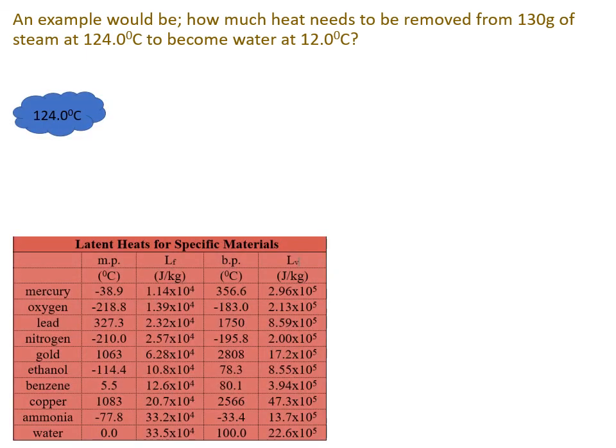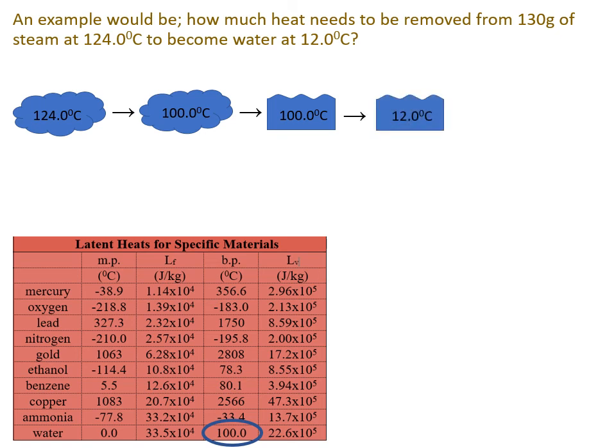So I'm starting with steam at 124.0 degrees Celsius. And as it cools down, well, if we look at the water line, we know that water boils at 100 degrees Celsius. That means it also condenses at 100 degrees Celsius. So the steam will cool down to 100 degrees Celsius, at which point it will start to condense and turn into water. Once it's in the water phase, it will continue to cool down until it hits 12 degrees Celsius.